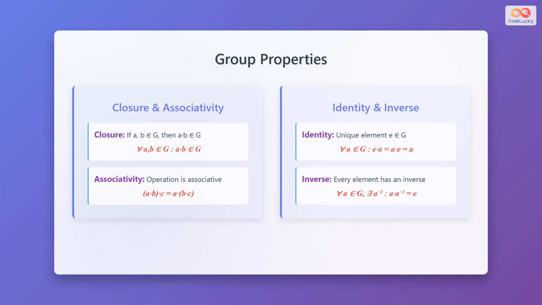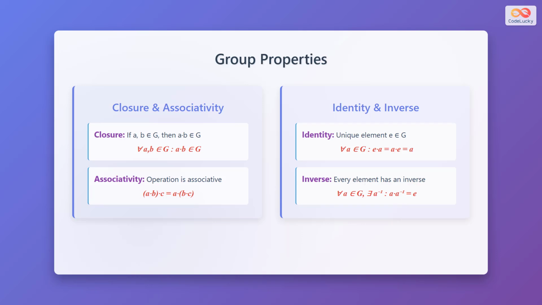Now let's discuss some fundamental group properties. First one is closure. If A and B are elements of group G, then A times B is also an element of G. Mathematically, this is represented as for all A, B belongs to G, A times B belongs to G. Next one is associativity. The group operation must be associative. Mathematically, this is represented as (A times B) times C equals A times (B times C). The other two properties are identity and inverse.